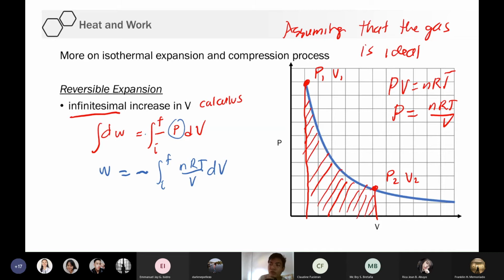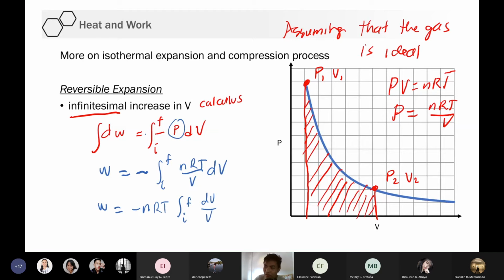Yung n, yung R, yung T, constant yan. Okay, constant yung mole, constant yung gas constant. Obviously, constant nga pangalan niya. And yung temperature ay constant kasi we are assuming isothermal expansion. So itong nRT, constant yan. Pwede mo yan ilabas, sabi ng calculus. Negative nRT, initial, final, dV over V.